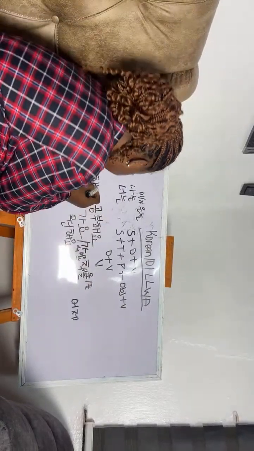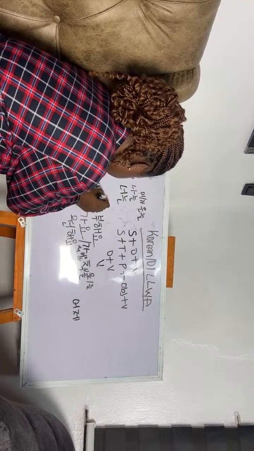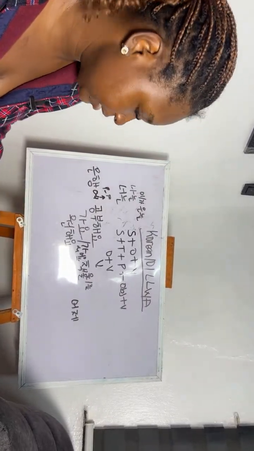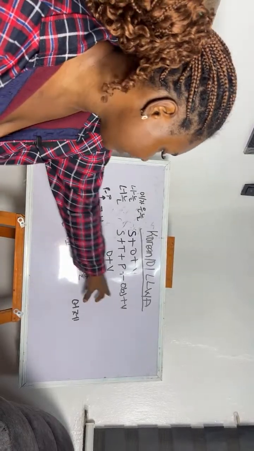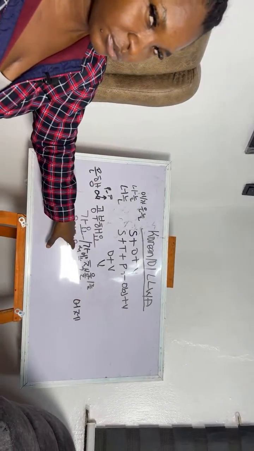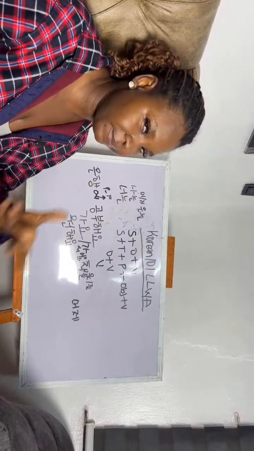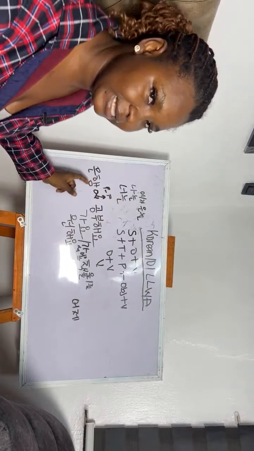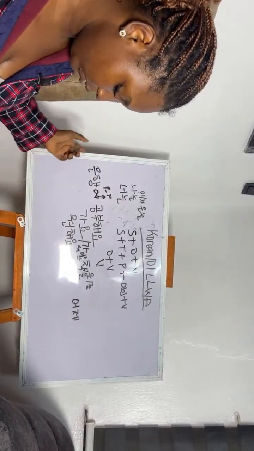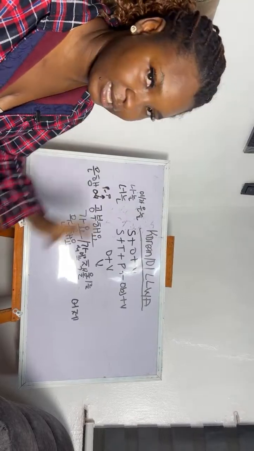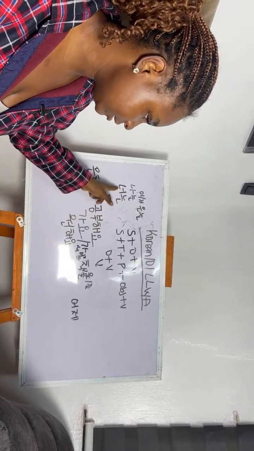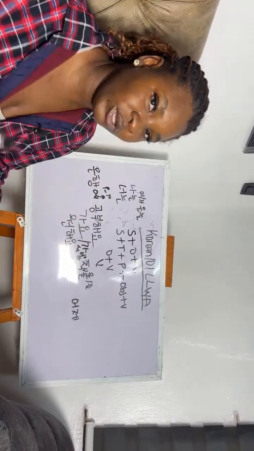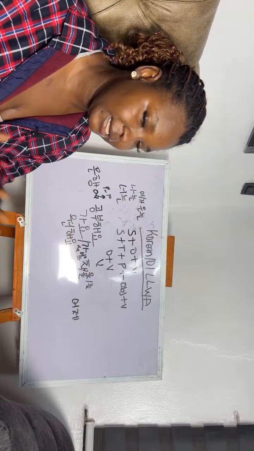Question. 은행에. So this 에 is obviously just a place particle. So my verb is in the past tense, 갔어요. So I'm asking someone, did you go to the bank yesterday? This word here, 은행, is bank. So 너는 어제 은행에 갔어요? Question mark. Did you go to the bank yesterday?